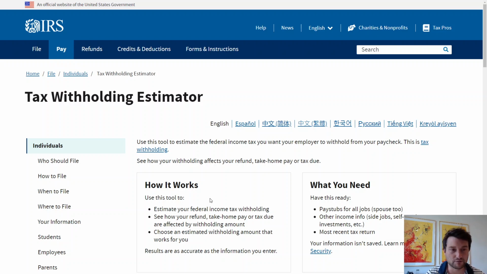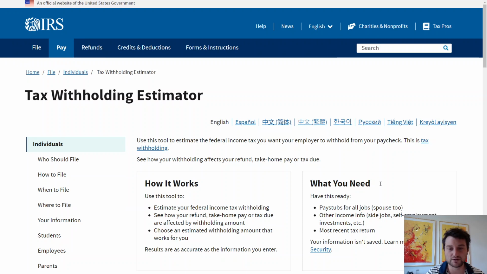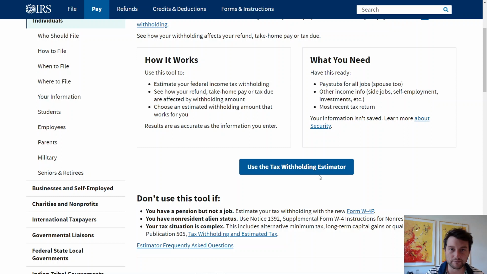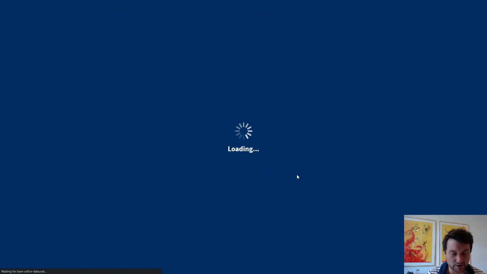So if you go to the IRS website, in the Individuals tab, they have a tax withholding estimator. You could just go to Google and Google this, IRS tax withholding estimator, and it should come up. So this is the initial landing page. And then in the middle here, the blue box, use the tax withholding estimator. Go ahead and click on that. Okay, then we go ahead and wait for the page to load up here. Then we can start answering the questions.